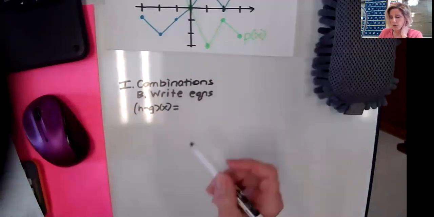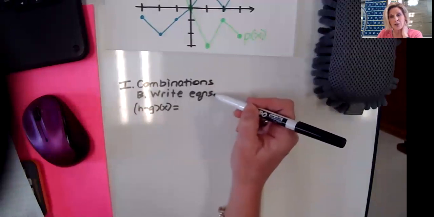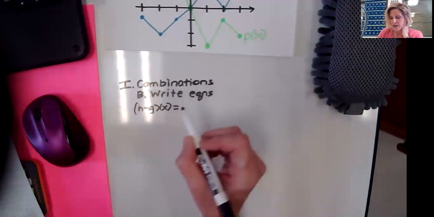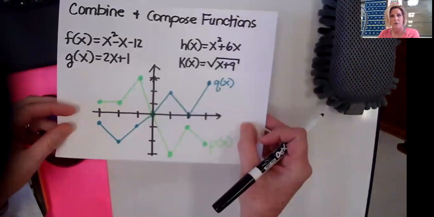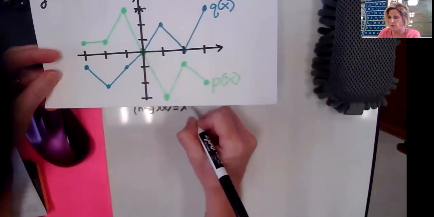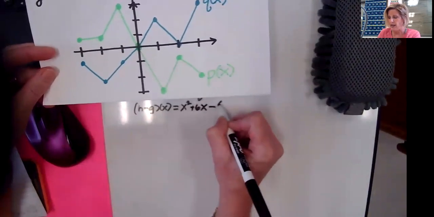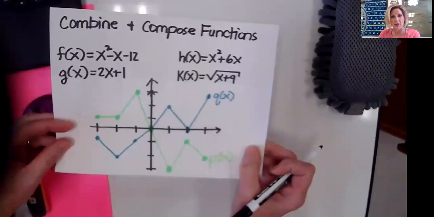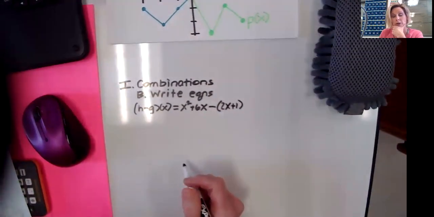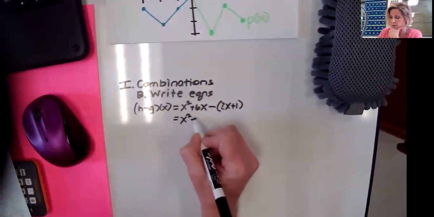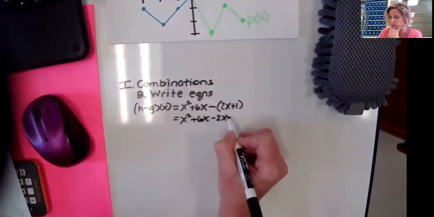Now, the second thing that we're going to do with combinations is to write equations. So you take two existing functions and you create a brand new function by adding or subtracting or multiplying or dividing. So h minus g of x would be to take the equation for h of x, which is x squared plus 6x, and subtract the equation for g of x, which is 2x plus 1. And we're going to create a brand new function. So x squared plus 6x, distribute the negative.